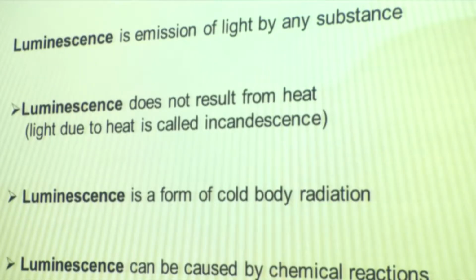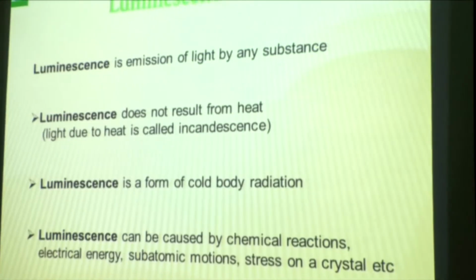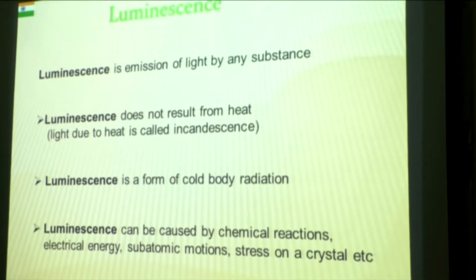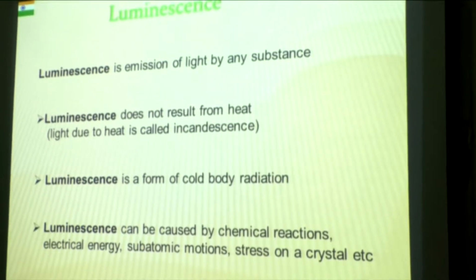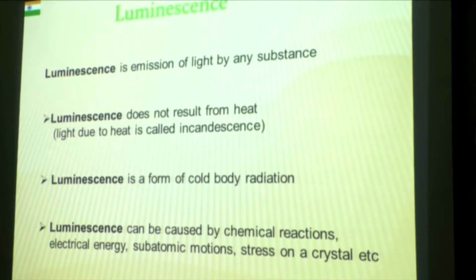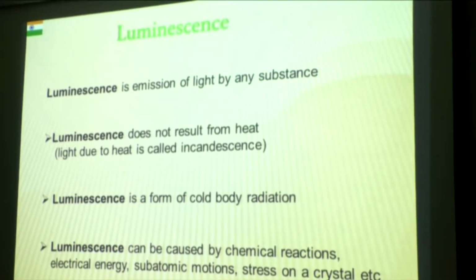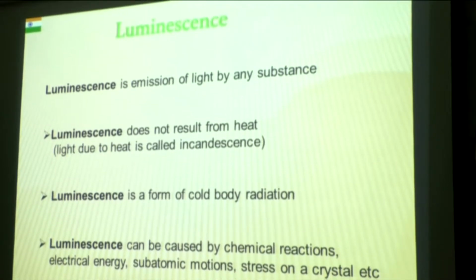Luminescence is the technique which you come across. What is luminescence? It is an emission of light by any substance. Any chemical material, if it emits light, then you call it luminescence. Luminescence does not result from heat. Light due to heat is called incandescence. You have a bulb at home, the old tungsten lamp, where you send electricity and the tungsten filament gets heated up and emits light. That's called incandescence. Cold body radiation, these are a few things which you do.